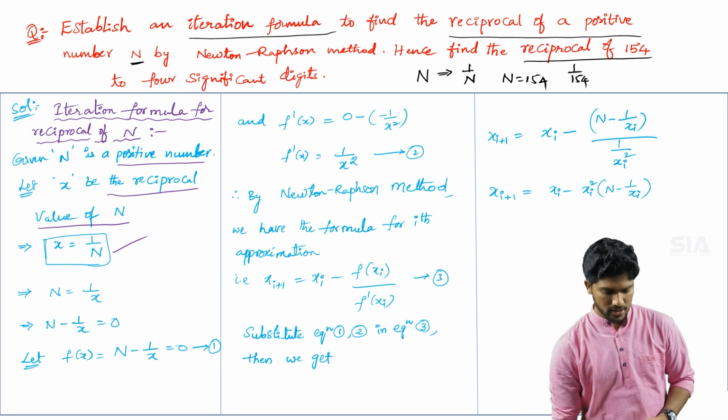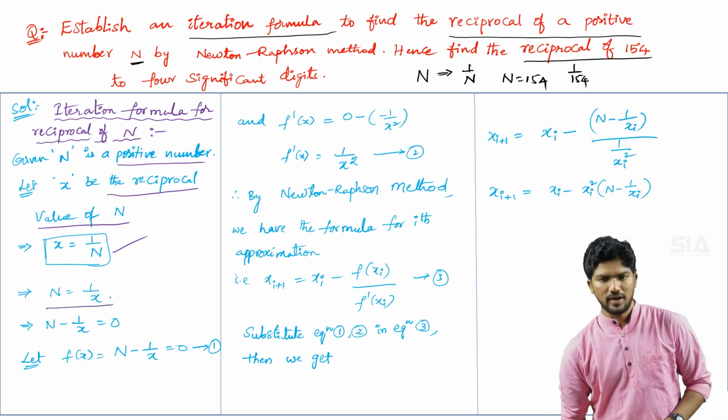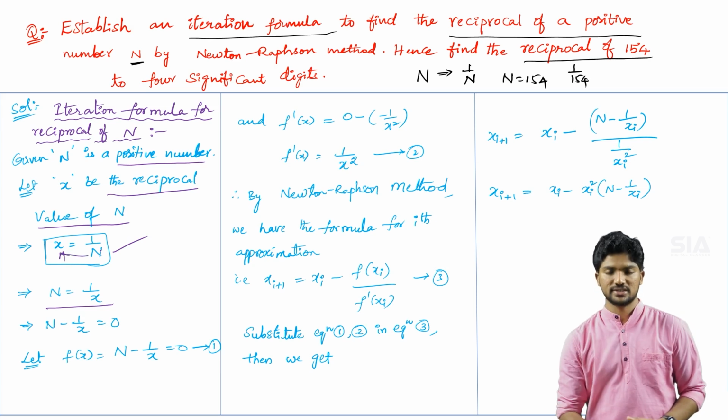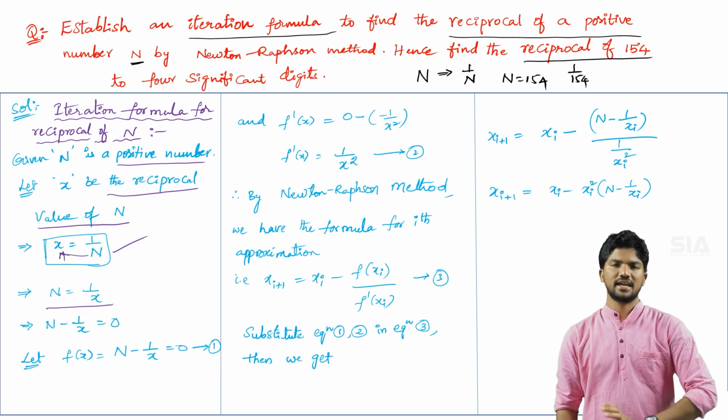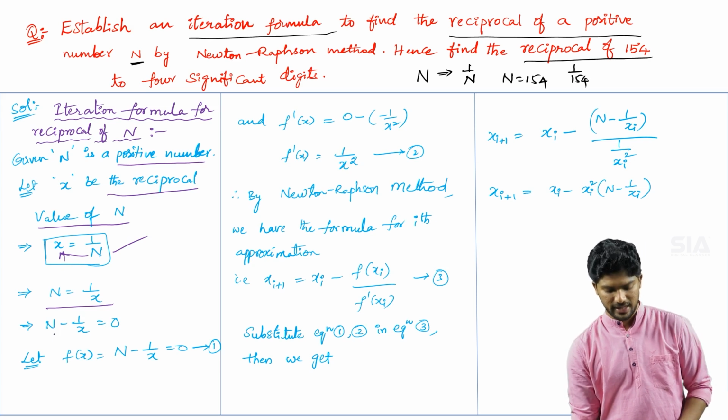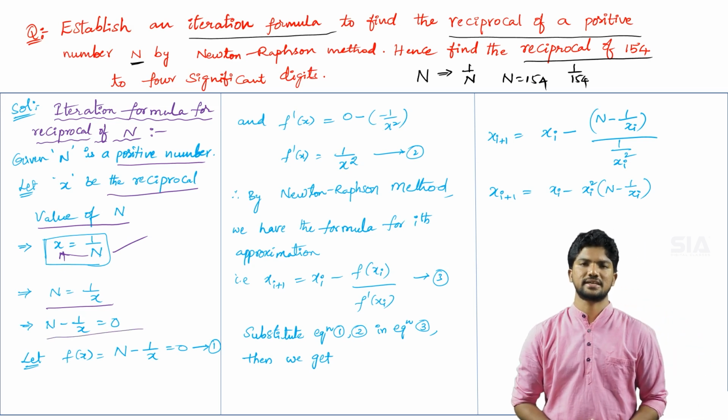Small x is equal to 1 by N. Okay, so next N is equal to 1 by x. Send this N to LHS and x to RHS, then you will get N is equal to 1 by x. So next send that 1 by x to LHS. You will get one equation, N minus 1 by x is equal to 0.